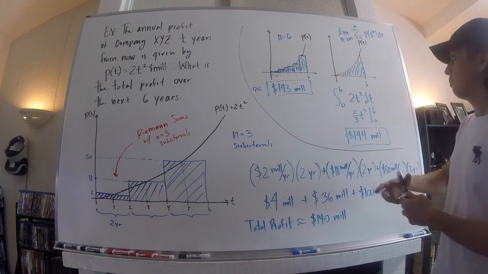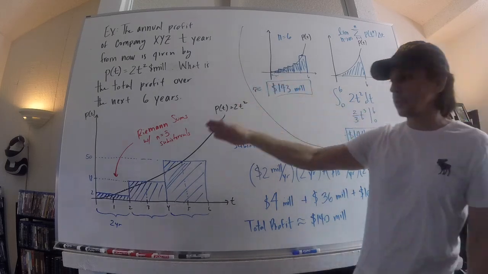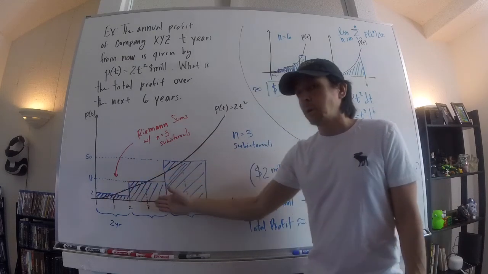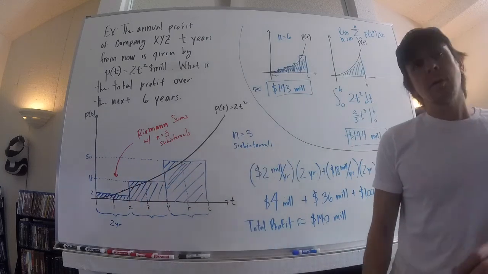Okay, but anyway, all of that was just to make sure you understand how areas and curves can be applied to a situation like this where you're given a rate, an annual rate of profit, and you want to figure out the total profit made. It means the accumulation of all the money is given by the area under the curve.